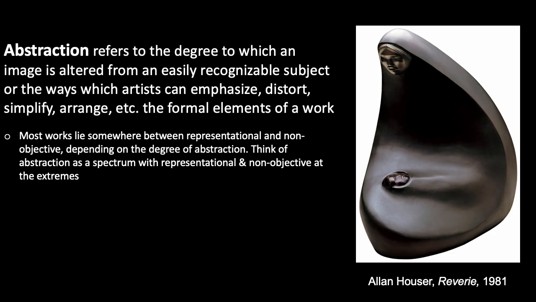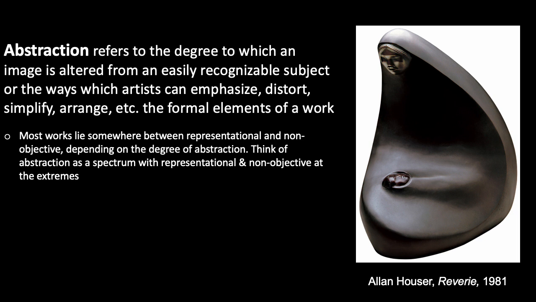Abstraction is the degree to which an image is altered from an easily recognizable subject. So abstraction refers to the ways in which an artist can emphasize, distort, simplify, arrange, etc., all of the different formal elements of an artwork. So most works of art lie somewhere between representational and non-objective, depending on the degree of abstraction that is used. So abstraction is really a spectrum with representational at one end and non-objective at the other. And so these concepts can really help us analyze what the artist intended or wished to communicate.